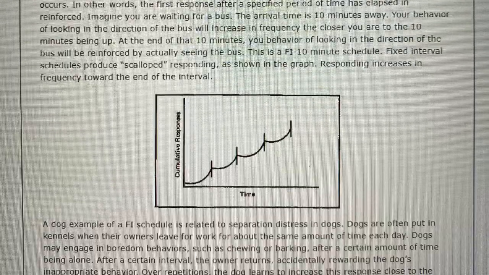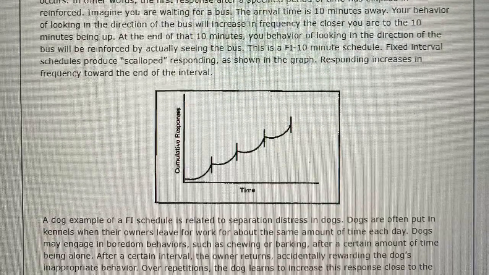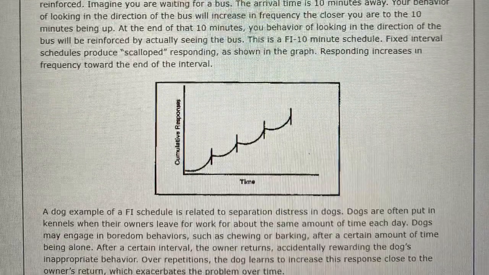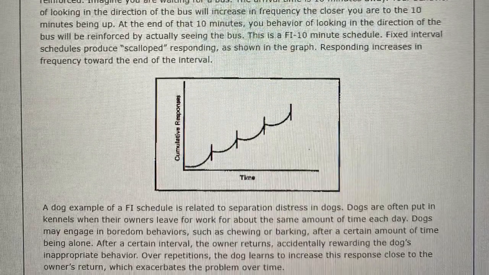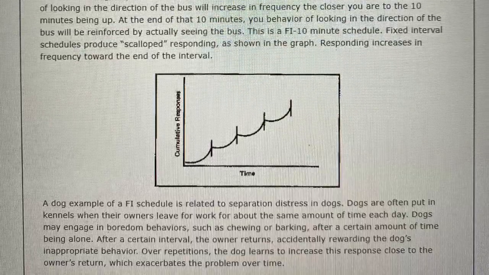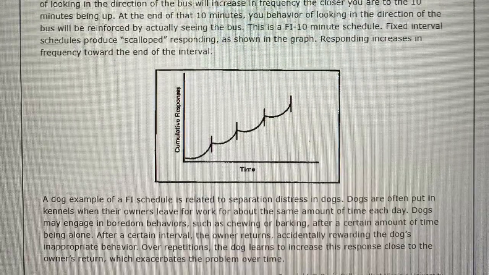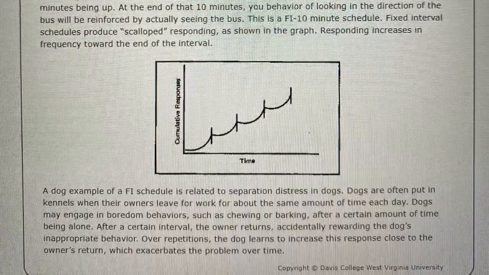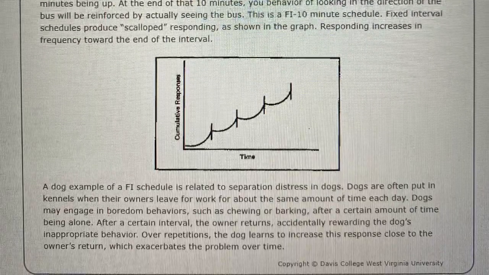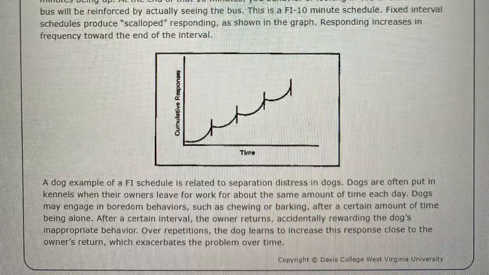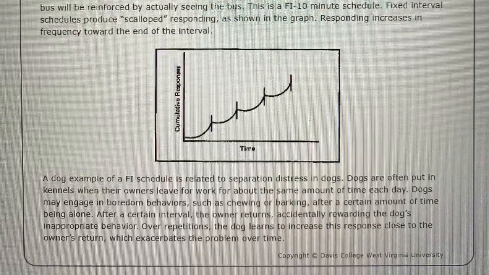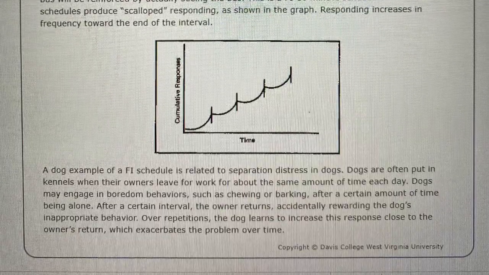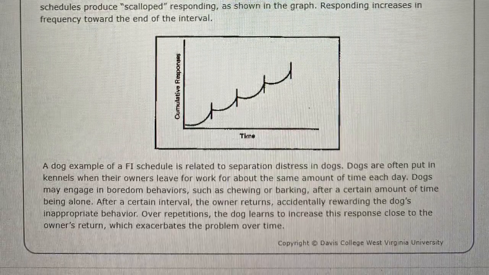A dog example of a FI schedule is related to separation distress in dogs. Dogs are often put in kennels when their owners leave for work for about the same amount of time each day. Dogs may engage in boredom behavior such as chewing or barking after a certain amount of time being alone. After a certain interval, the owner returns, accidentally rewarding the dog's inappropriate behavior. Over repetitions, the dog learns to increase this response close to the owner's return, which exacerbates the problem over time.